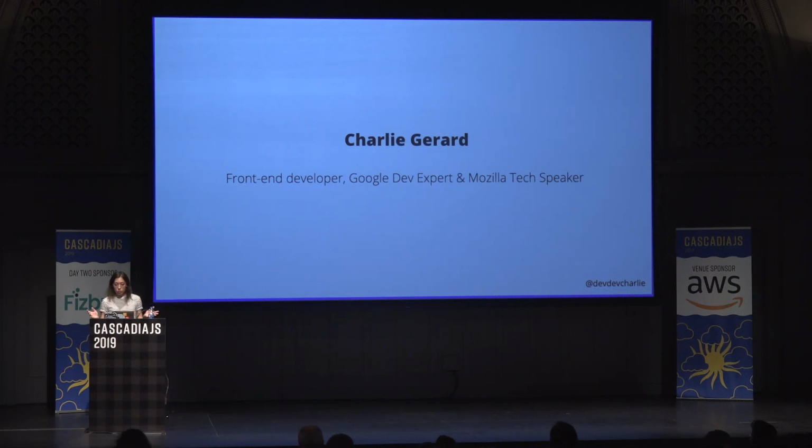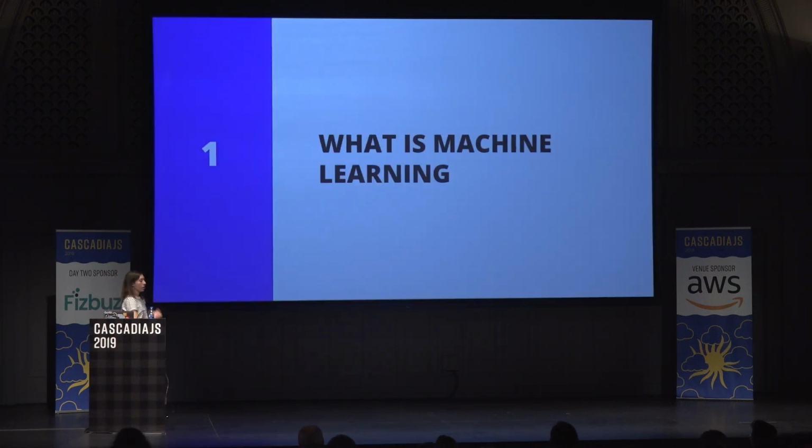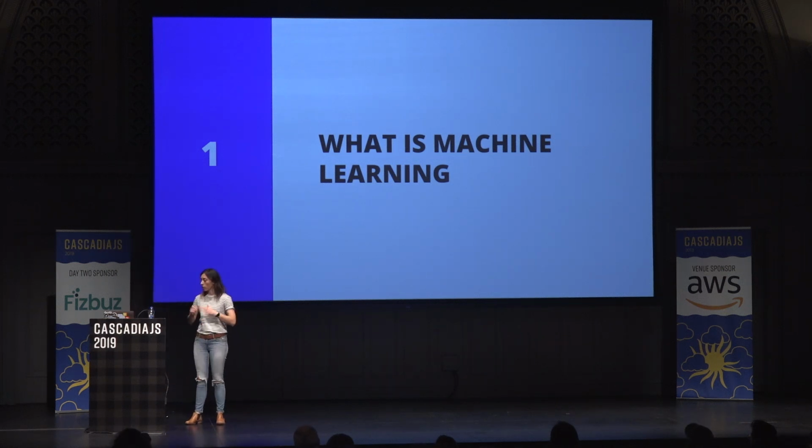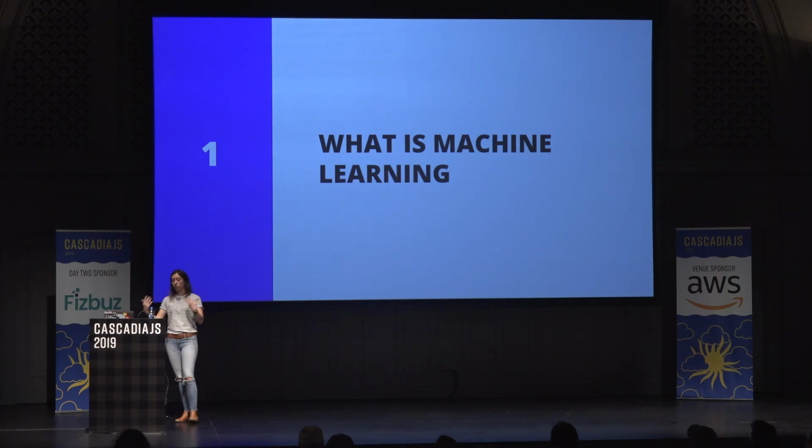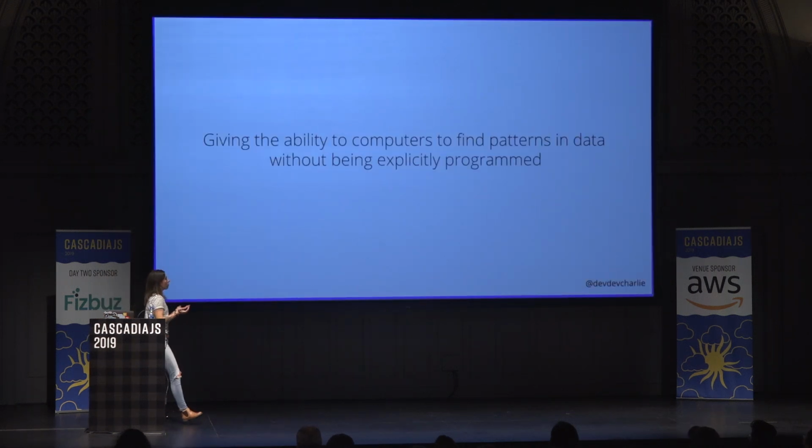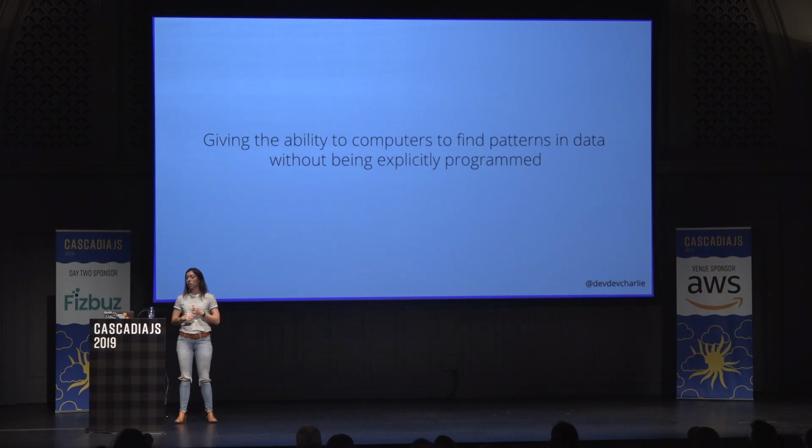But I'm not here to talk about me. I'm here to talk about machine learning. I don't know what you know and what you don't know, so I thought that I would start with a pretty simple definition to put everybody on the same level, and then we can dive a bit deeper. A classic definition is giving computers the ability to find patterns in data without being explicitly programmed.